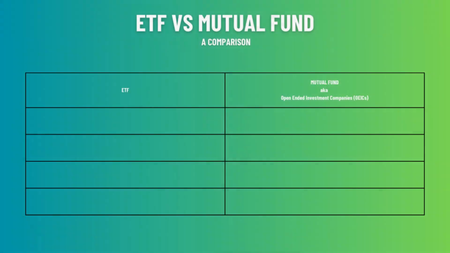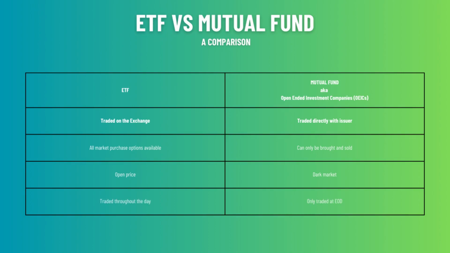ETFs differ from mutual funds, also known as open-ended investment companies in the UK, in that they are traded on the exchange, as the name suggests. Mutual funds are purchased from the issuer directly, whereas ETFs are traded on the exchange and as such they can be shorted or bought on margin. As they are visible, the price of the fund is known to all investors, whereas mutual funds are agreed between issuer and investor directly, and only at the end of the day's trading.